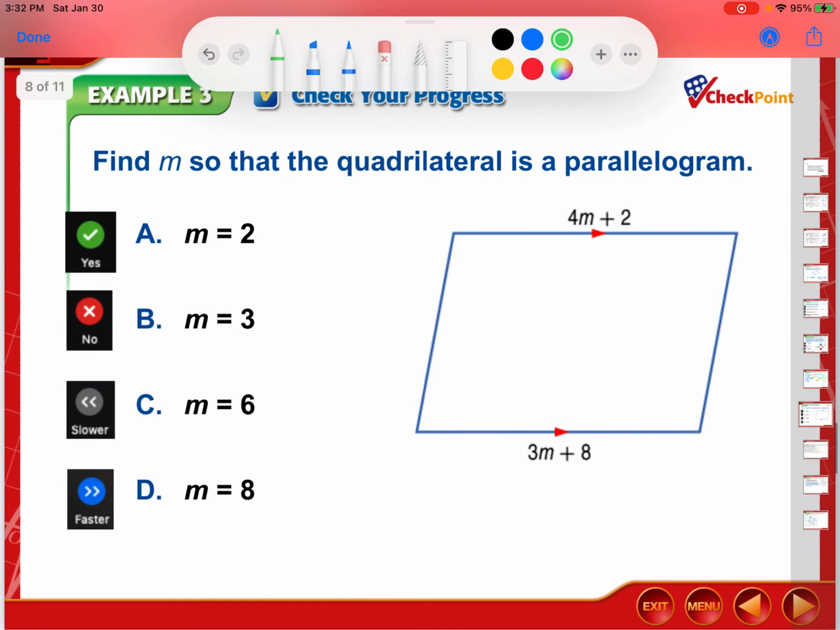Continuing on, find m so that the quadrilateral is a parallelogram. If this is a parallelogram, then both the top and the bottom have to be congruent to each other once again. So 4m plus 2 has to equal 3m plus 8. We would say 4m plus 2 equals 3m plus 8. We would do our equation solving magic, and we would say m equals 6, or C.